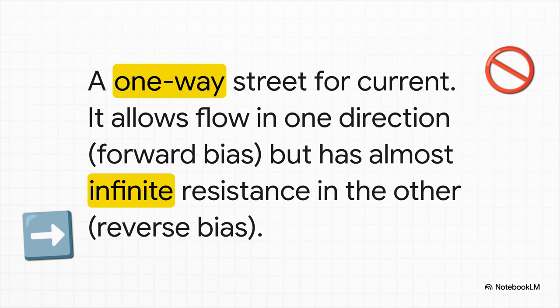If you push current through it in the forward direction, its resistance just drops to almost nothing, and current flows right through. But try to send it the other way, what we call reverse bias, and its resistance becomes practically infinite. It completely blocks the flow. This little trick is what makes everything from charging your phone to building computers possible.